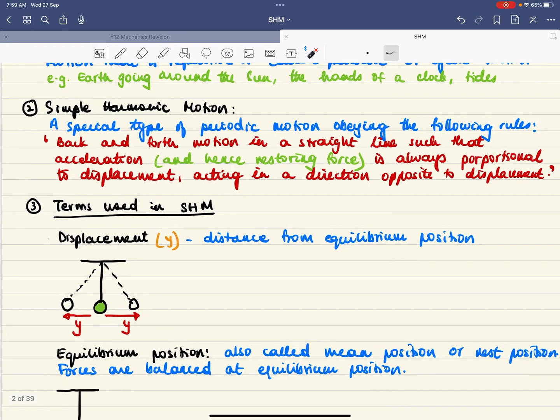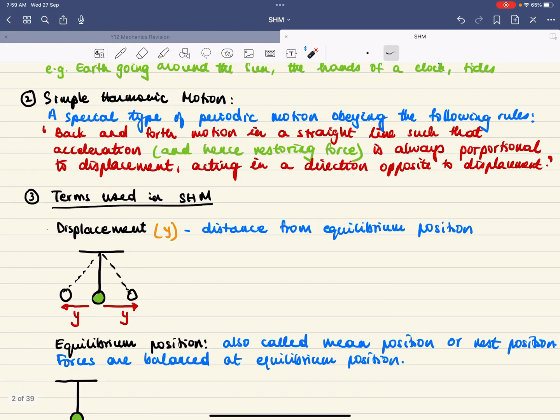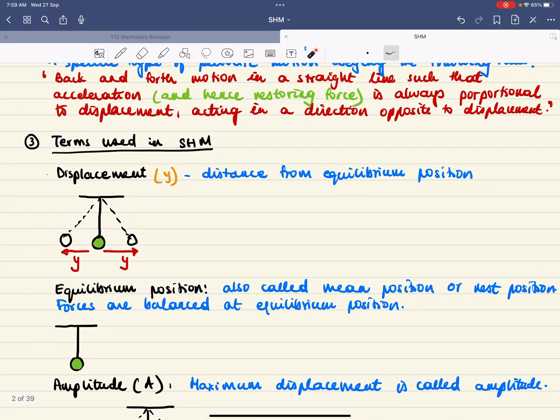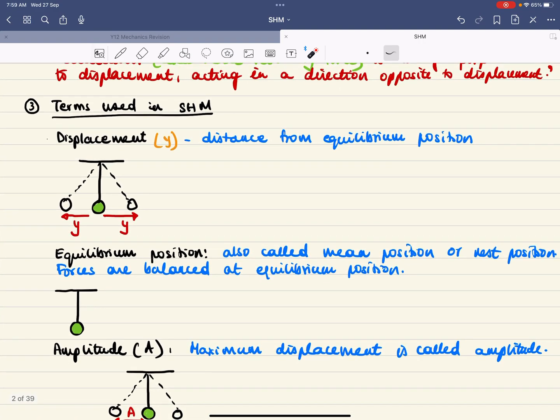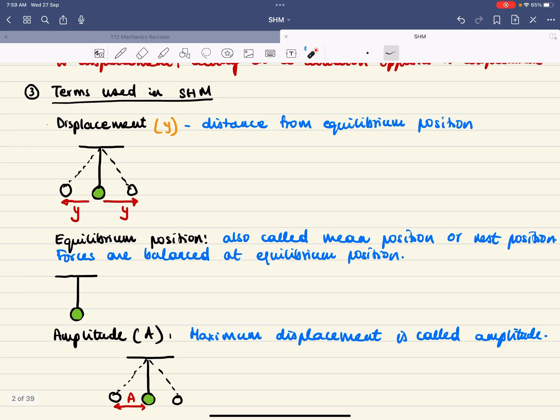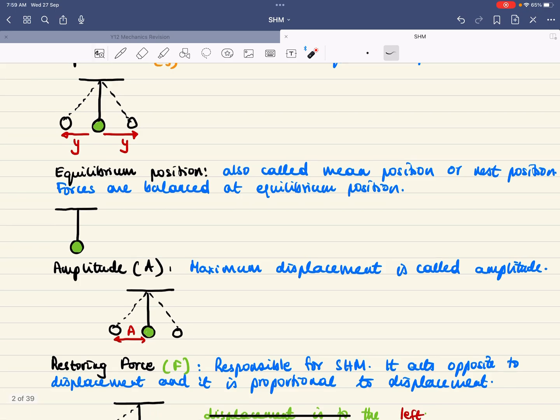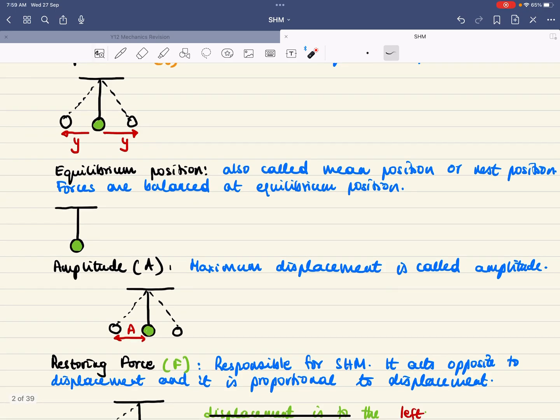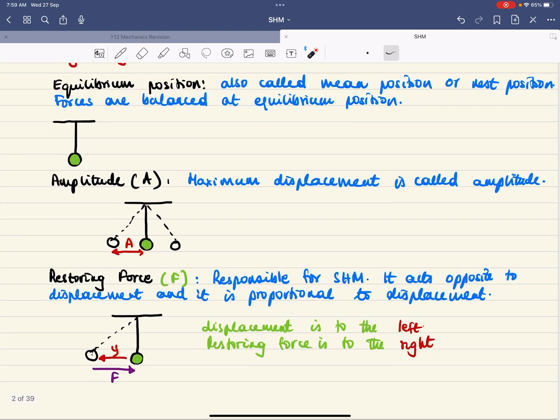There are some terms that are used in simple harmonic motion. The definition of displacement is the distance from the equilibrium position. What's the equilibrium position? It's also called the mean or rest position. At this position the object is at rest because the forces are balanced at this point of equilibrium. Amplitude is the maximum displacement, so the distance from the rest position to the maximum displacement.